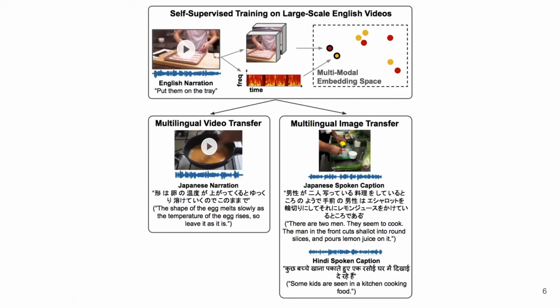Therefore, in this paper, we propose a cascaded approach to learning multilingual representations. We use the AVLNet model trained on English videos and apply it to audiovisual data in other languages. We test this approach on Japanese cooking videos and spoken captions of images in Japanese and Hindi. In both cases, we find that retrieval performance significantly improves compared to training only on the Japanese or Hindi data. We call this a cascaded approach because the model learns from one language at a time. For example, first English videos and then Japanese videos.